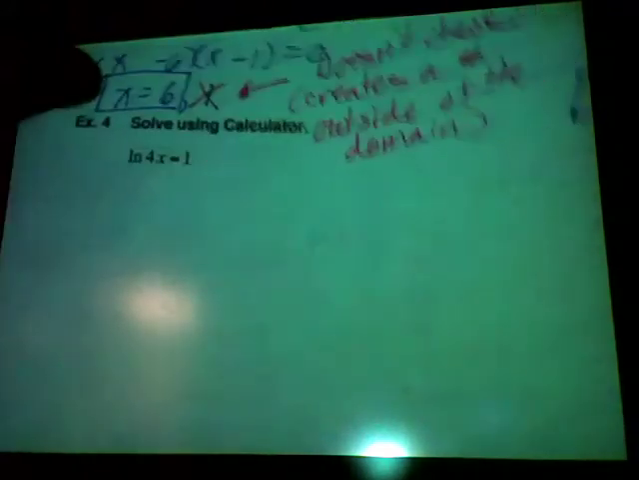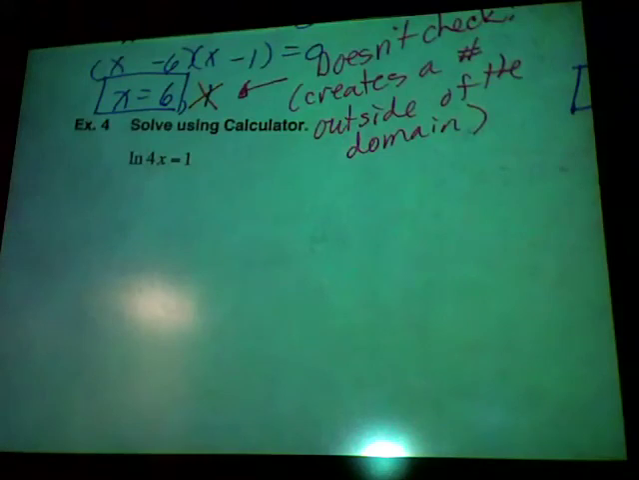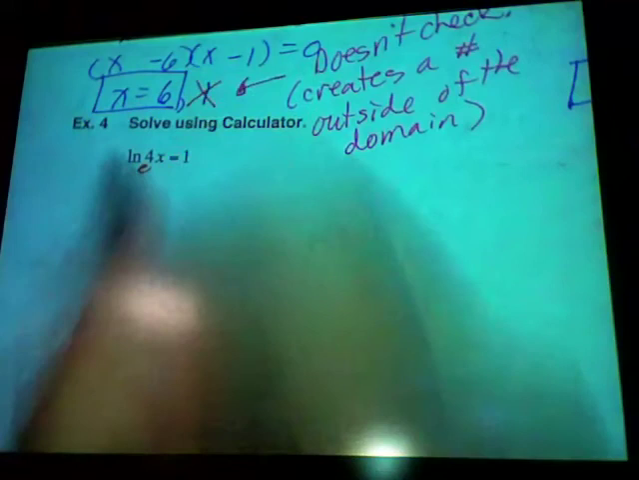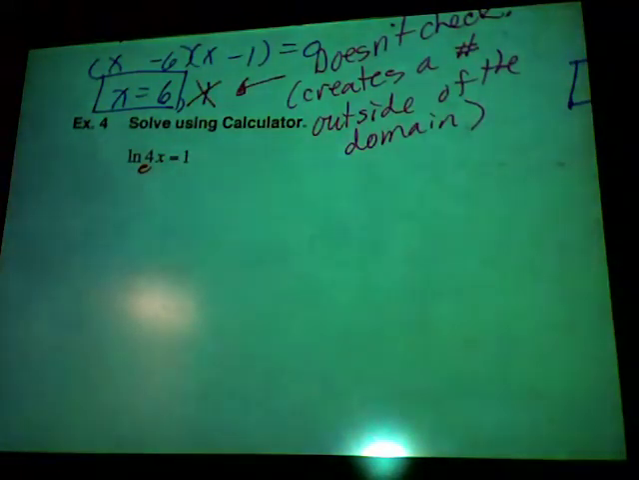All right, last one. This one says solve using the calculator. But before I can do that, I can't just plug in natural log of 4x equals 1. Your calculator's not going to do that. I have one log. What do you do? Yeah, this has a base of e. I have one log. I want to put it into exponential form.